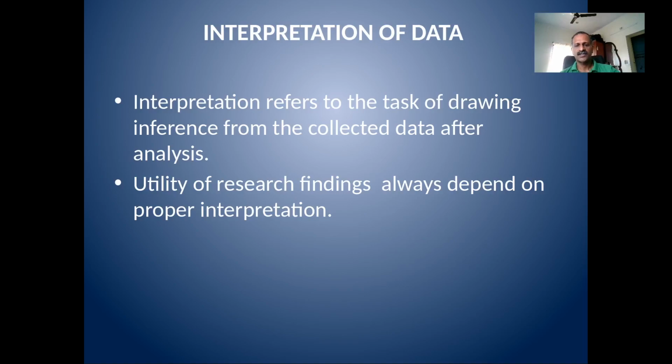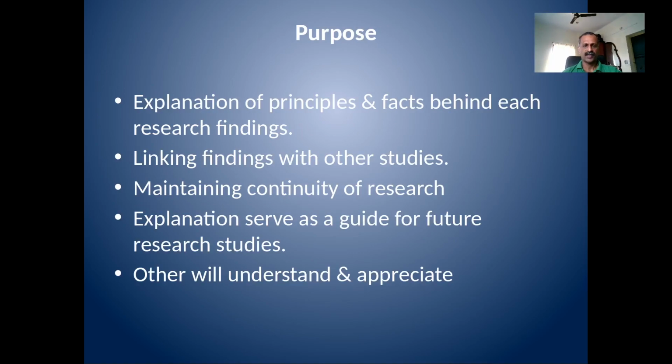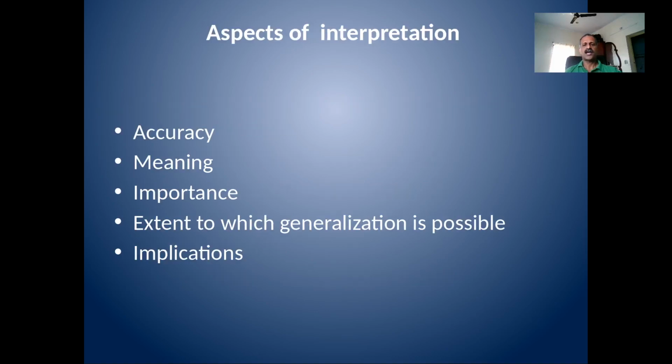Utility of research findings always depends on proper interpretation. What is the purpose of interpretation? The explanation of principles and facts behind each research finding, linking findings with other studies, maintaining continuity of research. Explanation serves as a guide for future research studies, and others will understand and appreciate your research work by reading the interpretation. So these are the aspects of interpretation.